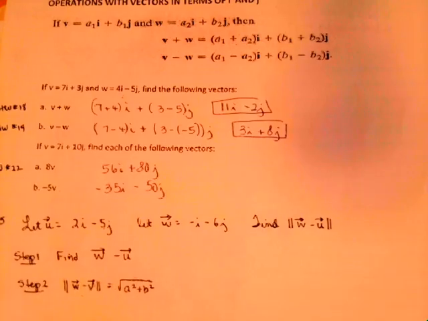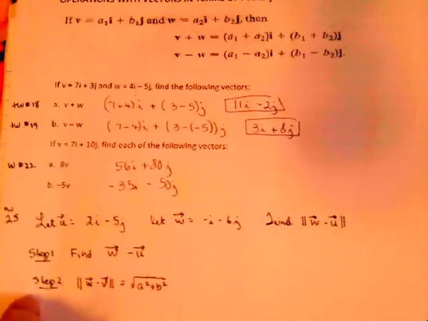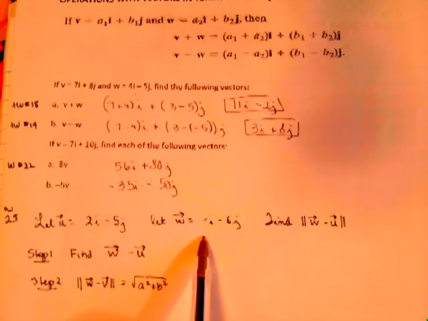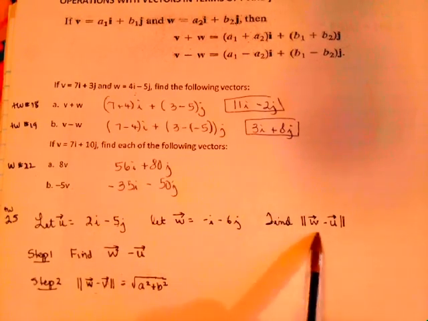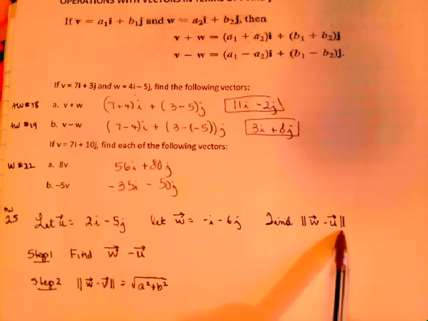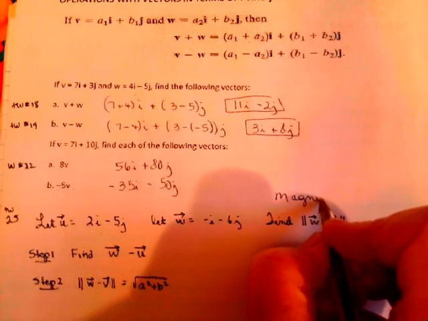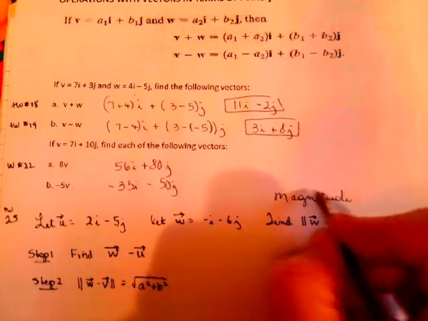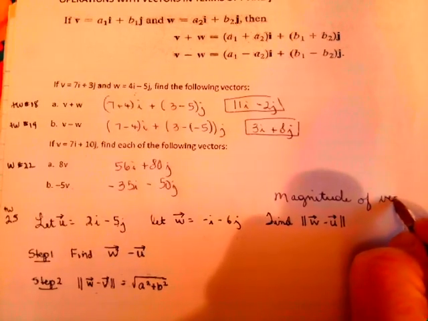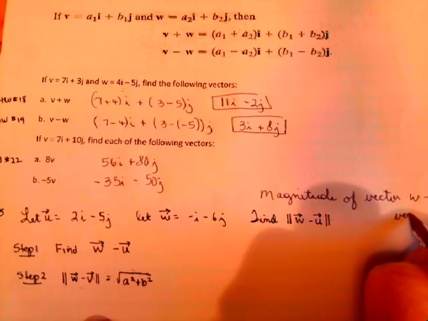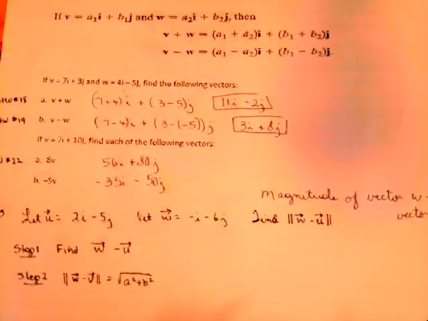Number 25. Let u be 2i minus 5j, and v equal -i minus 6j. Find the magnitude of vector w minus vector u. This says magnitude of vector w minus vector u.